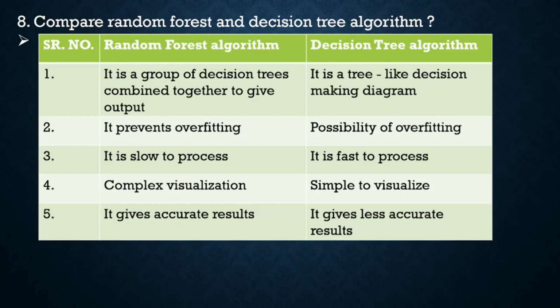Point number 4. Random forest is complex to visualize, whereas decision tree is simple to visualize. Point number 5. Random forest gives accurate results, whereas decision tree gives less accurate results as compared to random forest.